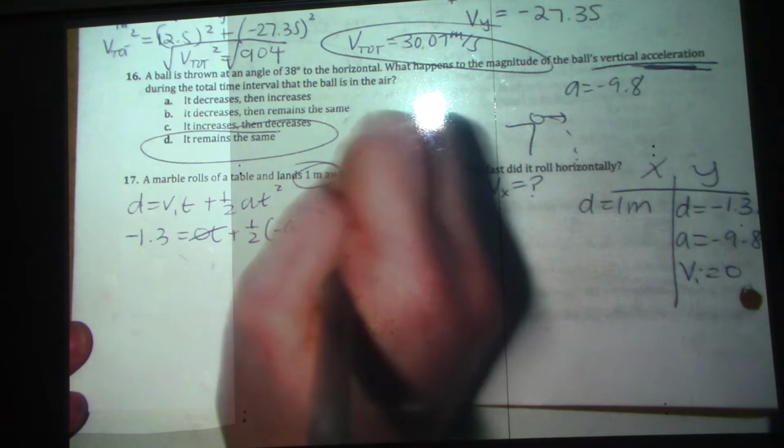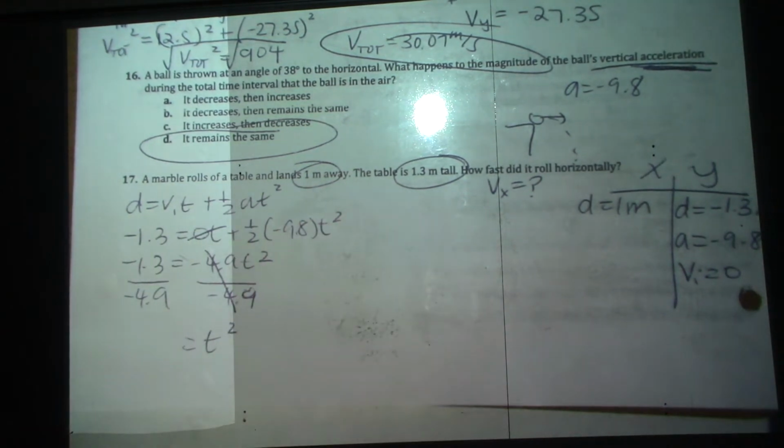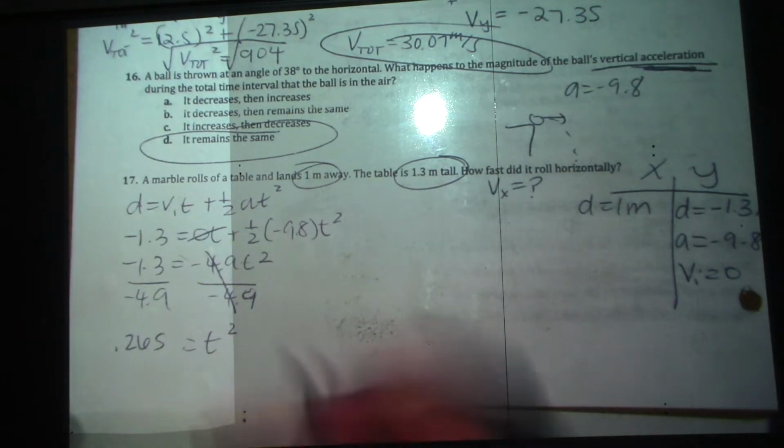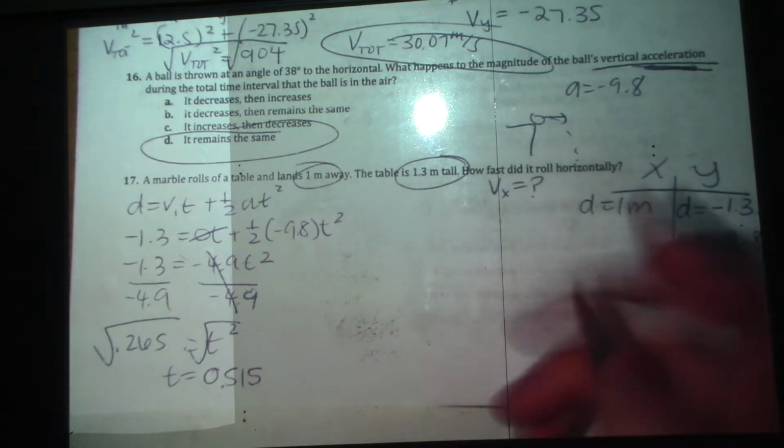First we're going to find time, so I have d, a, and vi's. I'm going to use the d equals vit plus 1/2 at squared equation to find time. So negative 1.3, 0t, because I'm using all y values here, because I don't mix and match. Divide the negative 4.9 over. That gives me that t squared is equal to 0.265. And then that's what t squared is, so I need to take the square root, and that's going to give me t is 0.515.